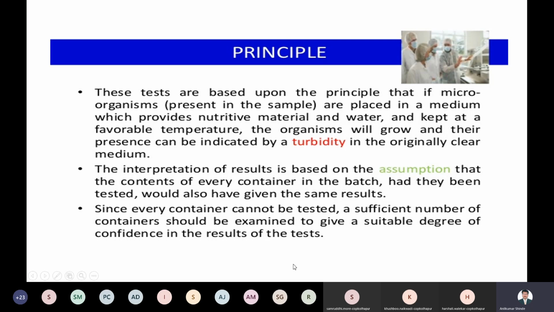So since every container should be tested, a sufficient number of the containers should be examined to give a suitable degree of confidence in the result of testing. Because if you have prepared different types of injections, for example the 10 ml vials, we can prepare lakhs of vials in one batch, right? Lakhs of vials in one batch, it cannot be tested for every vial.